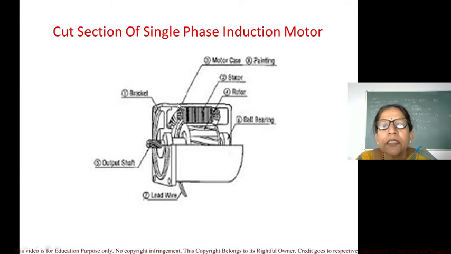Around the stator there will be the motor case. You can call it a covering, or a frame, or a yoke, which gives mechanical support to all the inner parts. The stator carries the current and produces the flux. The rotor develops the torque. So these are the different parts of single phase motors.